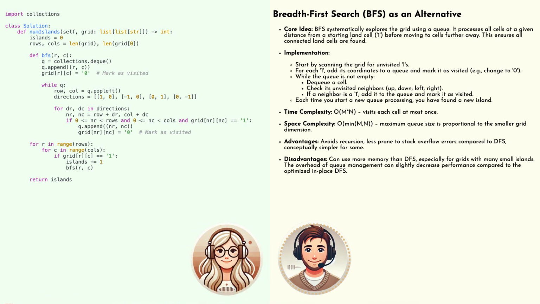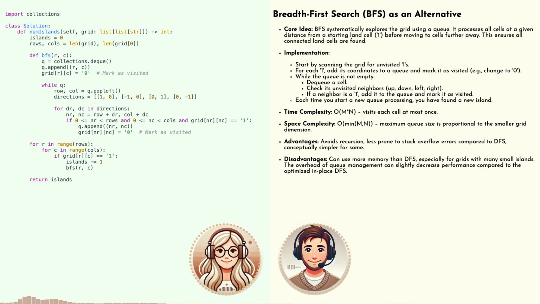You got it. Think of it like ripples spreading out from a stone dropped in water. BFS explores the grid layer by layer, visiting all the cells at a given distance from the starting point before moving on to cells further away. So first we check all the cells right around our starting land cell, then the cells one step further out, and so on. Exactly. And this layered exploration is actually super useful for finding the shortest path between 2 points. I didn't think about that. Yeah. So while DFS is great for exploring every single corner of an island, BFS could tell us the fastest way to get from one side to the other.